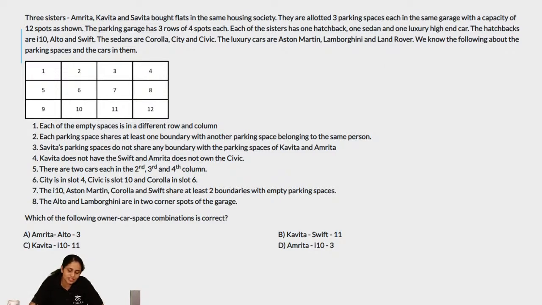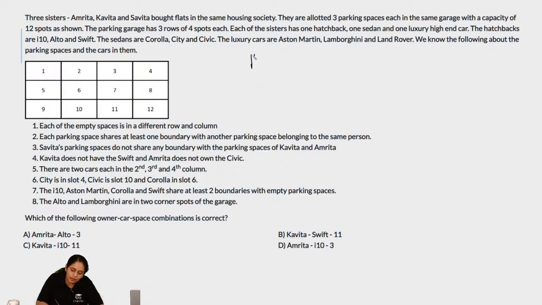Each parking space shares at least one boundary with another parking space belonging to the same person. What does that mean? This means that if this is Amrita's parking space, it has to share a boundary. So another parking space has to be either next to it, below it, above it, or to the left or right of it, which means that the parking spots for Amrita have to be contiguous. So as I had said, if they have to be contiguous, just think of it in a Tetris way. The way the blocks of Tetris have to be contiguous, you can't have something like this, where only corners are touching. You have to have contiguous blocks for parking.